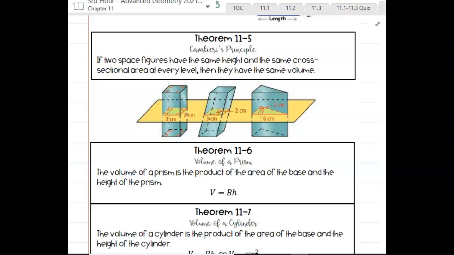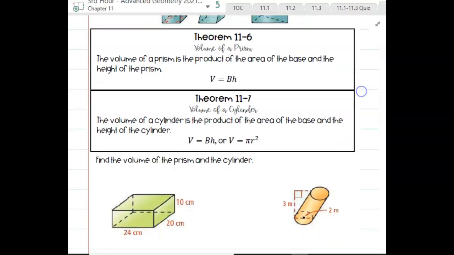If they have the same area and the same height in every single cross-section, they're going to have the same volume. So for volume, it doesn't matter if it's a right prism, cylinder, whatever we're talking about, or if it's oblique. Okay? Now, to find volume, volume is going to be much simpler than surface area. If you look at the formulas, it's much simpler.